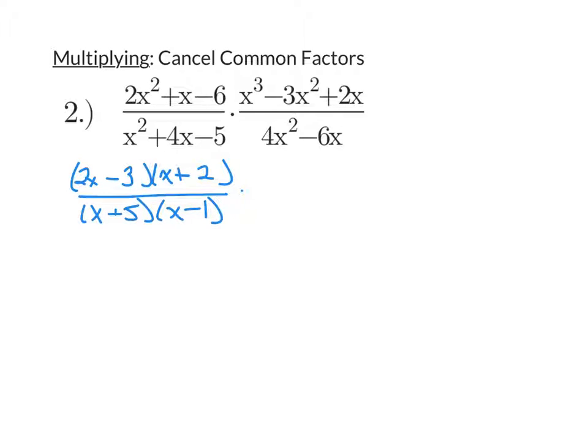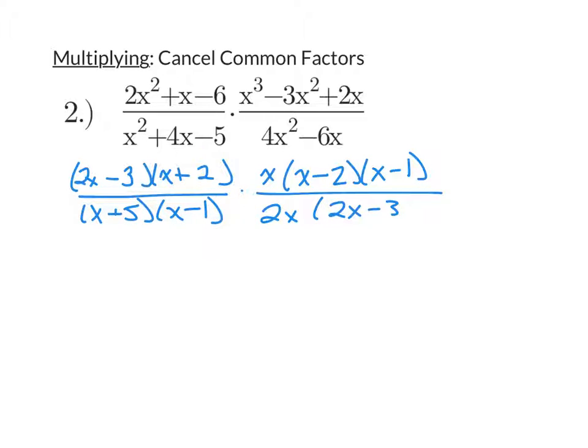On the other side, when I have x cubed minus 3x squared plus 2x, the first thing I could take out is an x. That leaves me with x squared minus 3x plus 2, which can factor into x minus 2 and x minus 1. In the denominator, I'll take out a 2x and be left with 2x minus 3. Now, I factored all of them fairly quickly. If you need to, take the time, pause the video, and verify for yourself that those are all the correct factors.